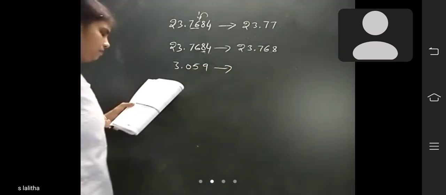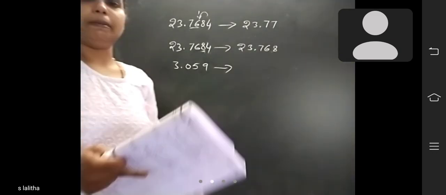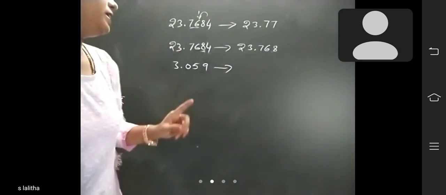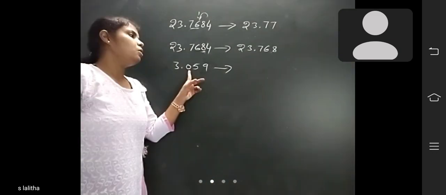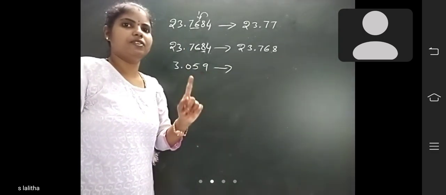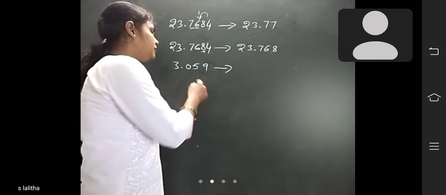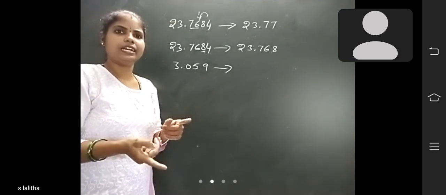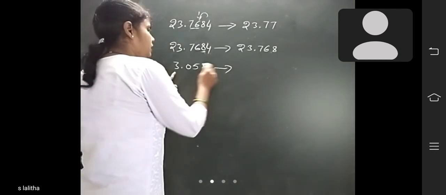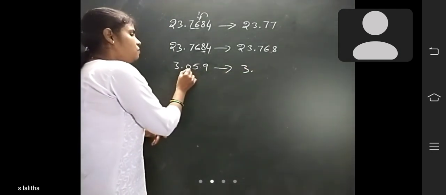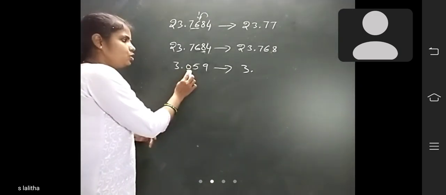3.059, corrected to one decimal place. That means after the decimal point there should be only one number. Here three decimal numbers are there; you have to correct it to one decimal number. So 3 point, one decimal number means only one digit you should take.